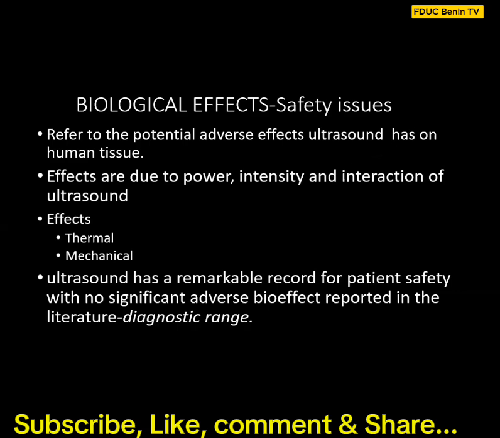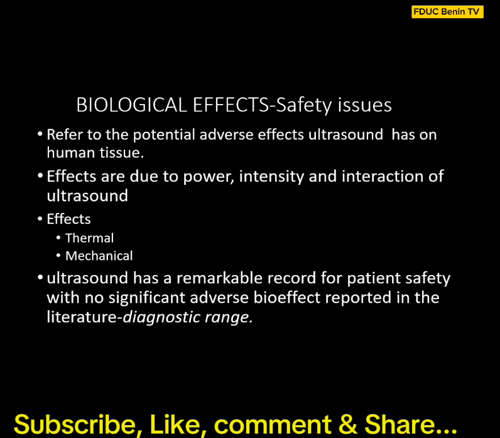So, biological effects. As I said, ultrasound in the diagnostic range usually doesn't have adverse effects. But there are some biological effects that can be seen that can actually result from excessive use of ultrasound.